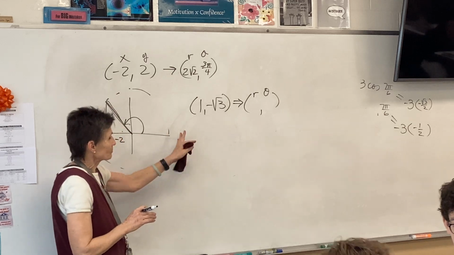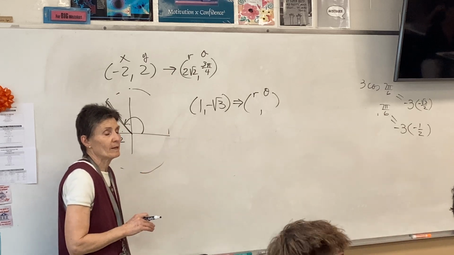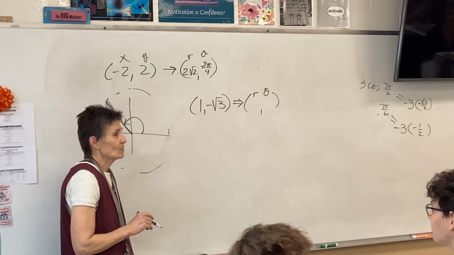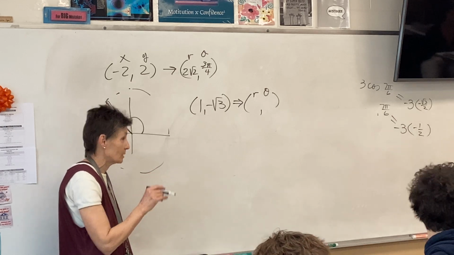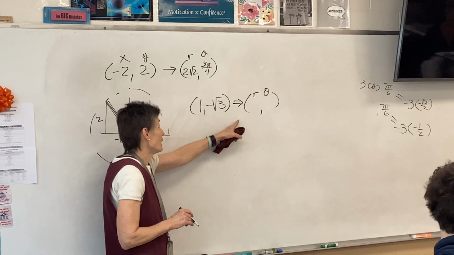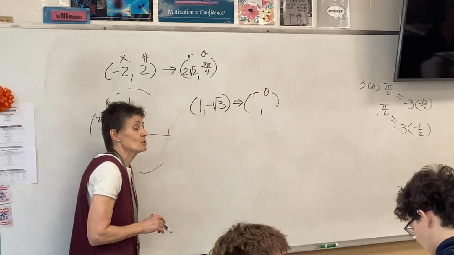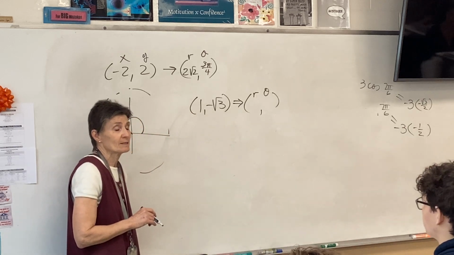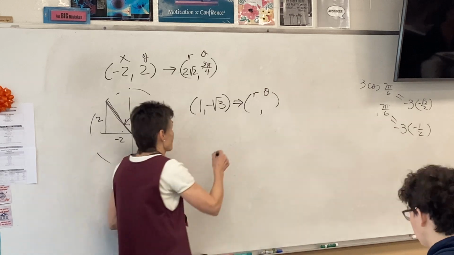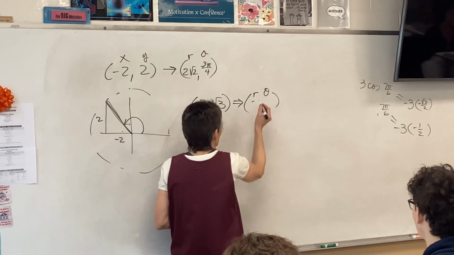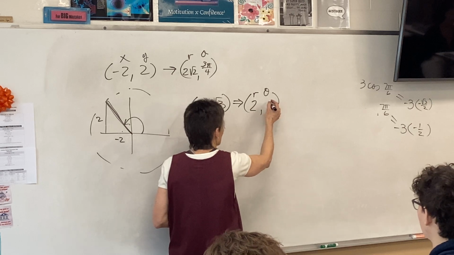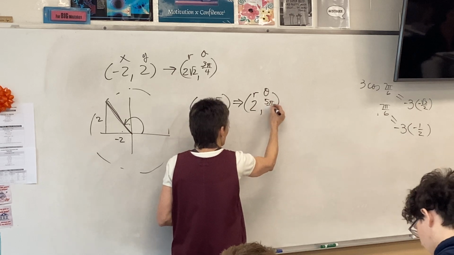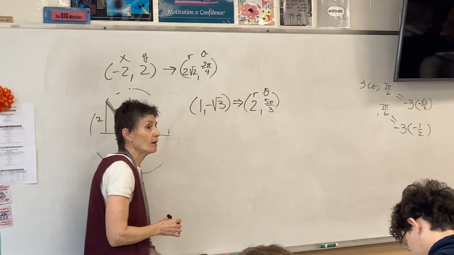Okay. What did you come up with? Nobody's going anywhere until we get done with our notes, so here we go. What did you come up with for x and y? I got 2 and 5 pi over 3. Wait, I need an r and a theta, so you got 2 and 5 pi over 3. All right, let's talk about that.